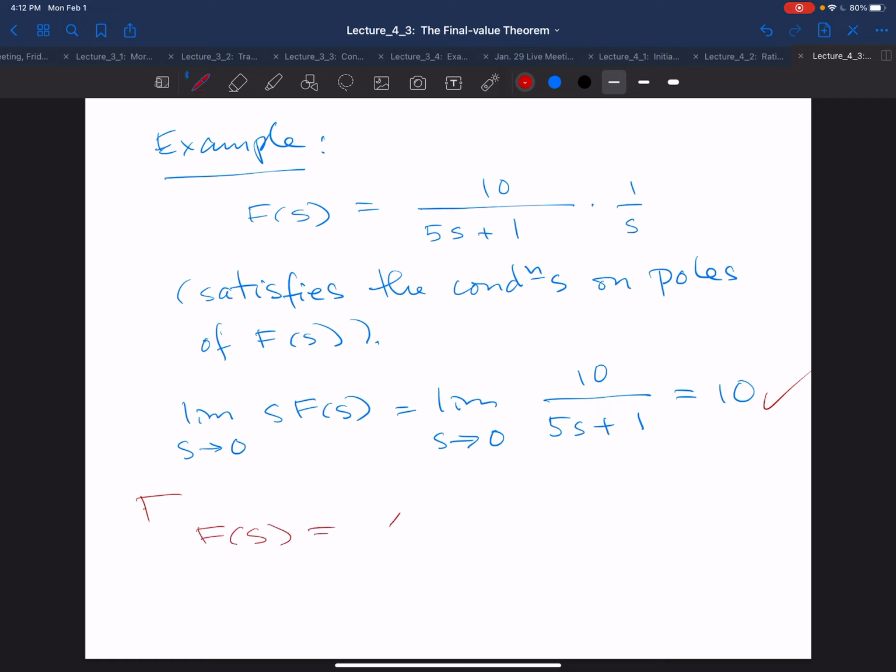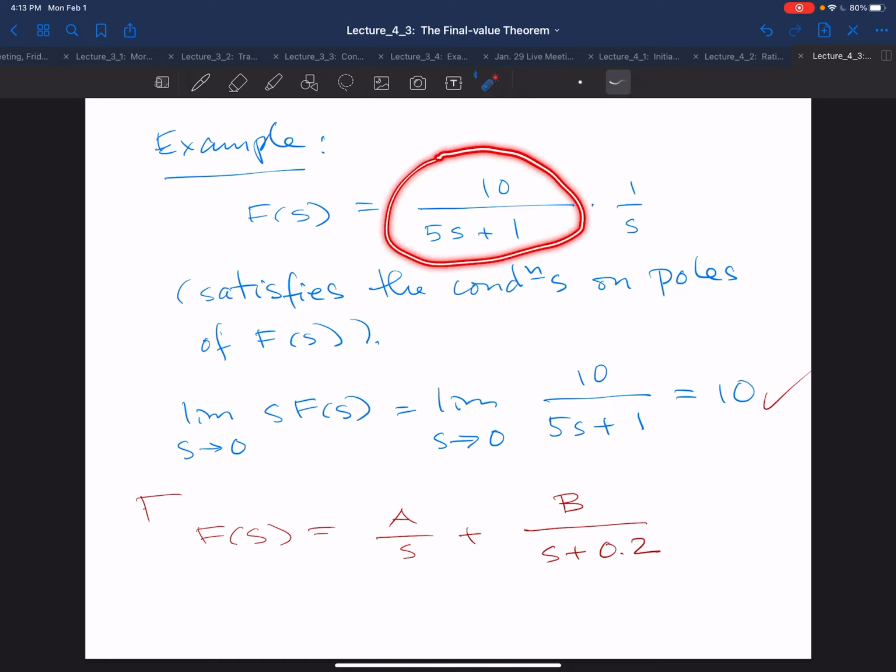So we should be able to express F(s) as a over s plus, say, b over 5s plus 1, or to put it in a more common form, s plus 0.2. If you divide through by 5, then this function becomes 2 over s plus 0.2. So what do we get for our constants a and b?